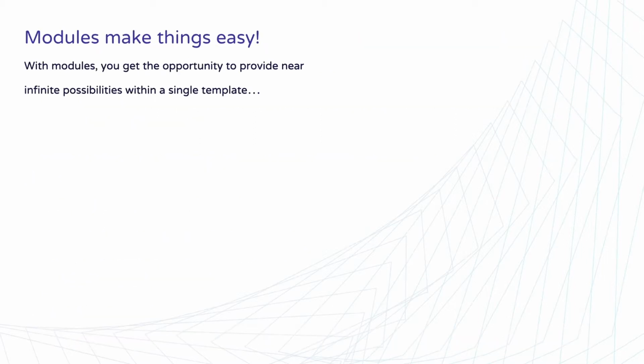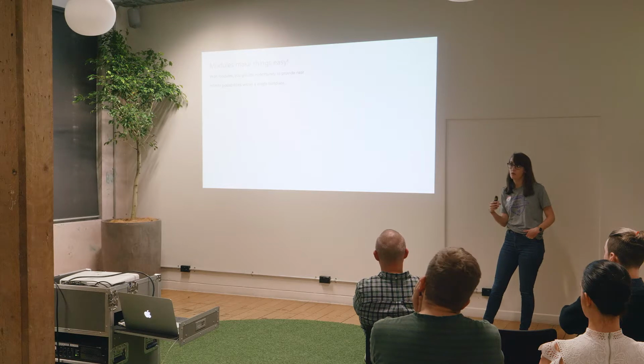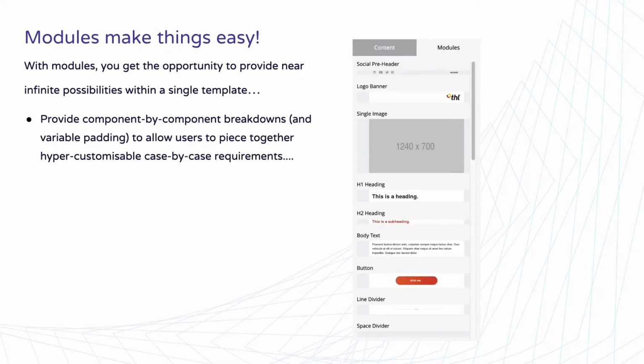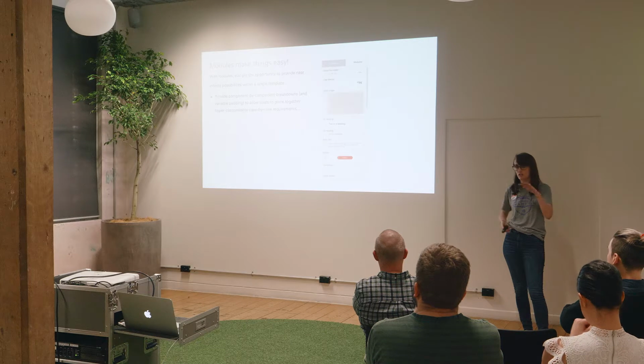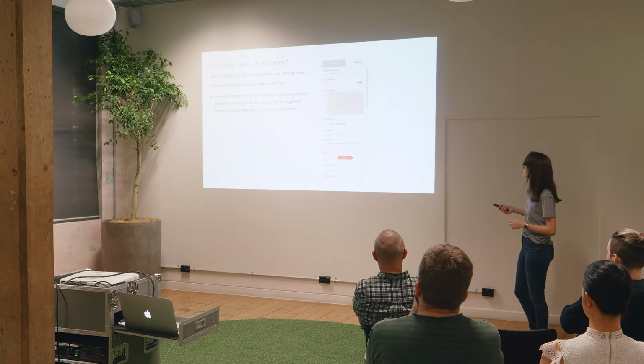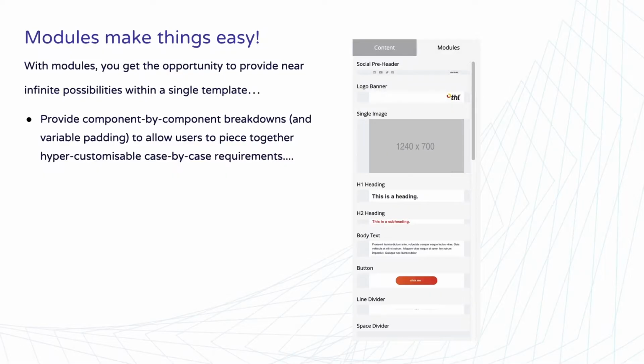So what do modules help you do? They really provide an opportunity to give you almost infinite possibilities when you are working with a giant master template and want to apply that in lots of different scenarios. So you can provide component by component breakdowns and include variables for padding to allow your users to combine very simple sections in really any way they can possibly imagine. With variable padding, they can change the distances between, they can do all sorts of fun stuff. It's really limited to their imagination.